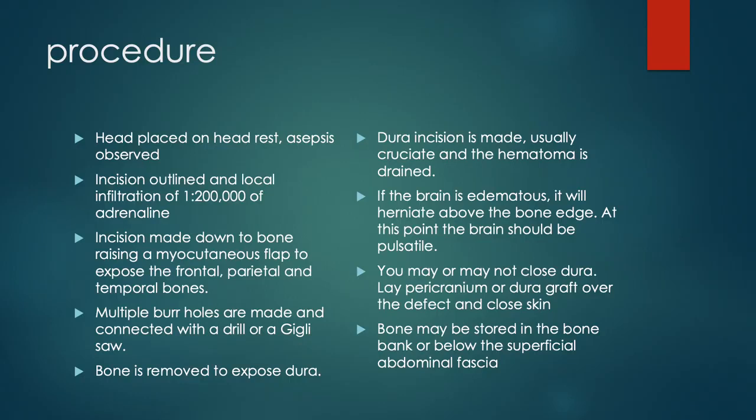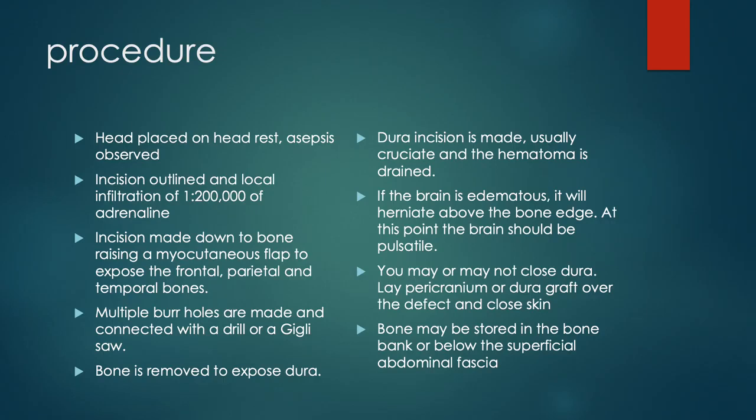edema. So if the brain is edematous, it will definitely herniate above the bone edge, and at this point, usually the brain is pulsatile. You'll see it pulsate if there's still blood flow to the brain. Or at this point, actually, it may be like the beginning of a return of blood flow into the brain after compression from the bone, the rigid cavity. So sometimes we may advise you to close or not close dura, depending on what's happening.